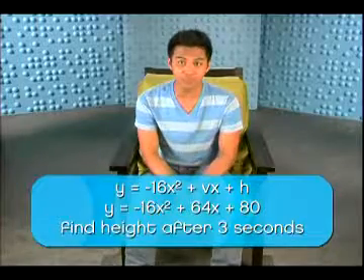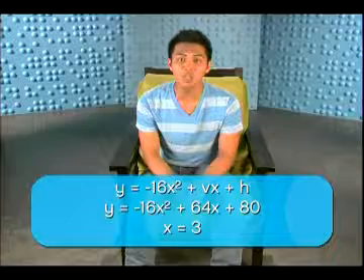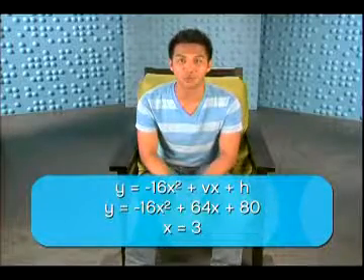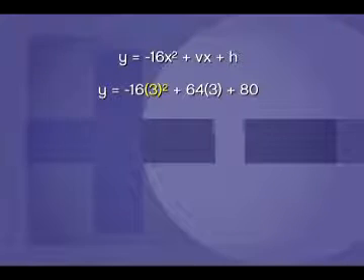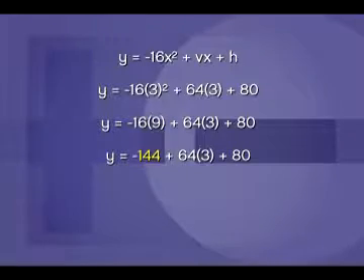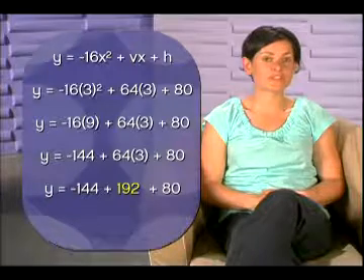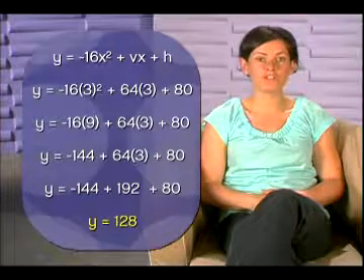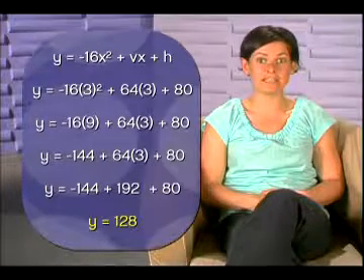You want to know the height of the record player after 3 seconds. If x, as we said, equals the time an object travels, in this case x equals 3. We can now put that into the equation. First, we square the 3 in the first parentheses. That equals 9. Then we multiply that by negative 16 to get negative 144. 64 times 3 is 192. After adding it all up, y equals 128. How far will the record player travel after Peggy's thrown it?